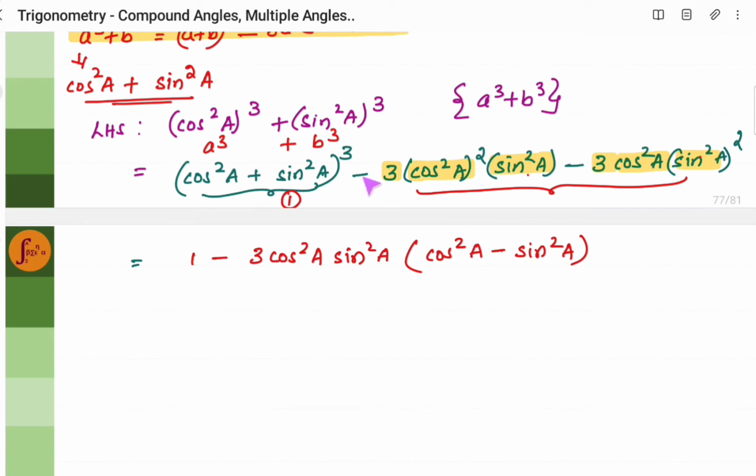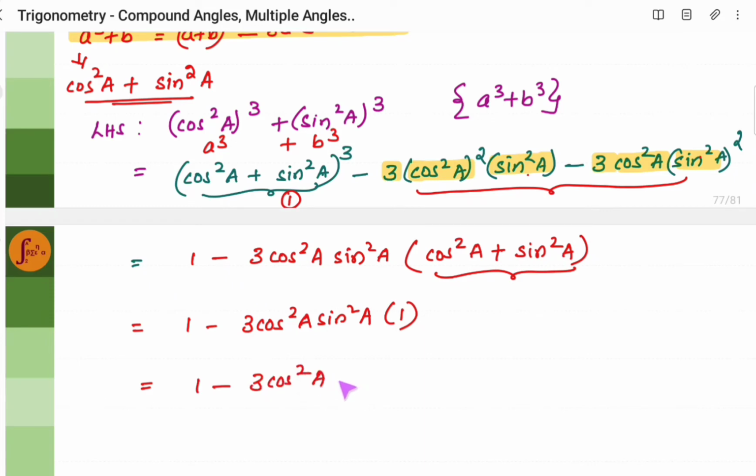So what will happen? Minus here will become plus, minus here will become plus. The signs inside will get reversed when you take minus outside. It was minus cos square a, it will become plus. Here also it was minus, it will become plus. Now, again, cos square a plus sin square a is 1. So we can substitute here. 1 minus 3 cos square a into sin square a into 1. This is nothing but 1 minus 3 cos square a into sin square a.